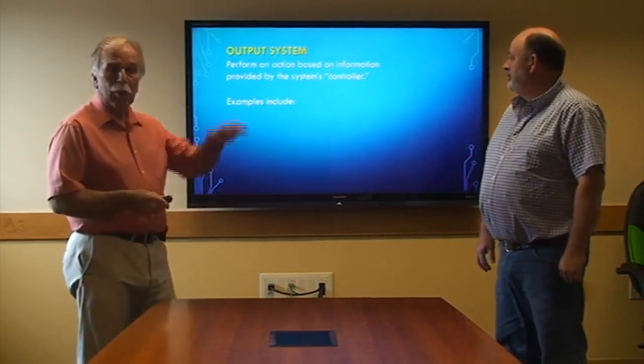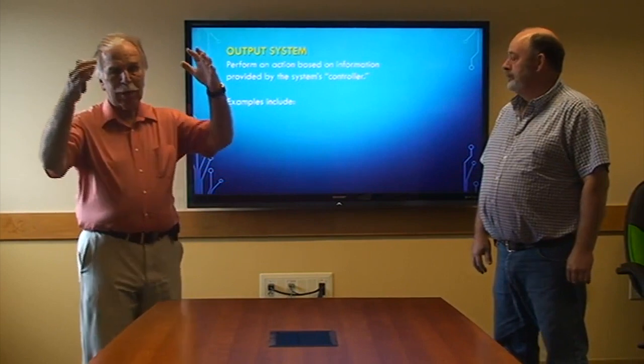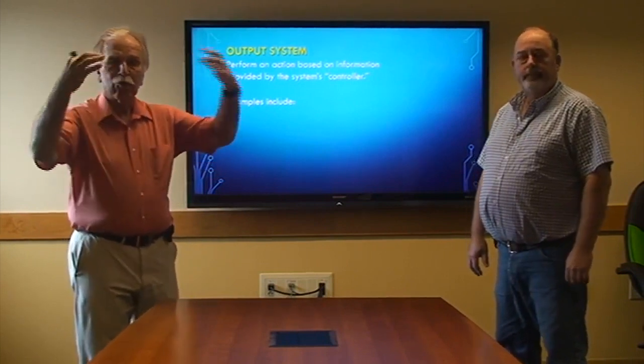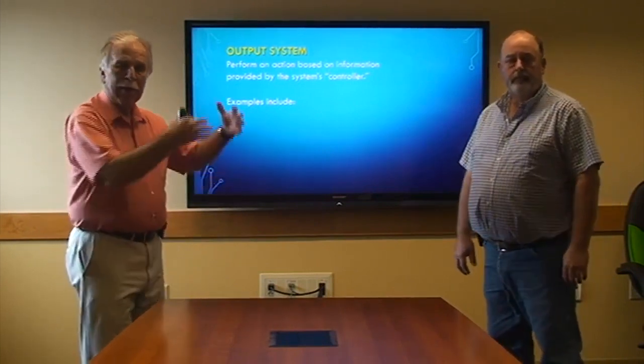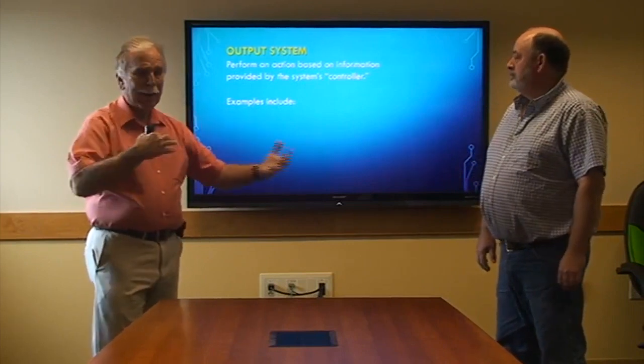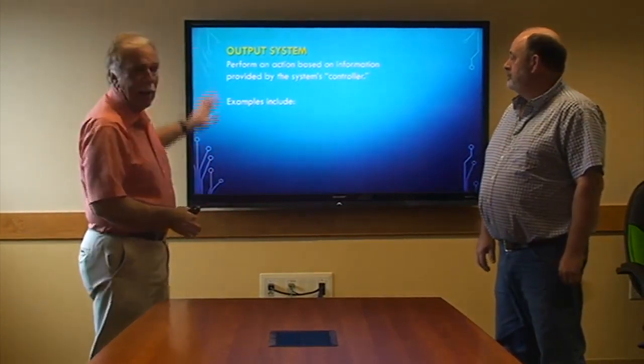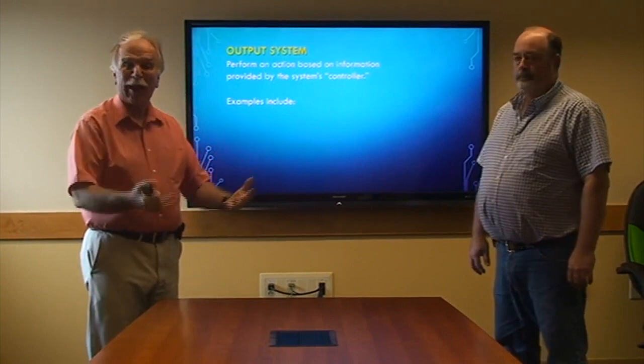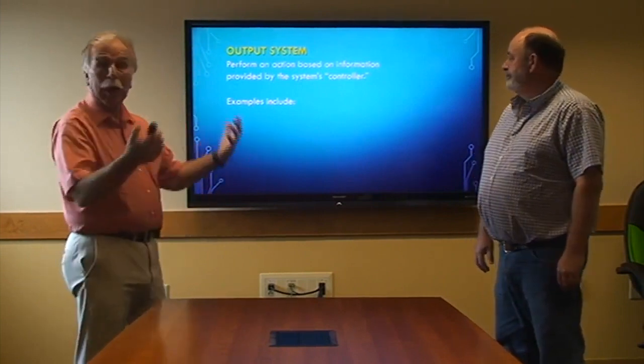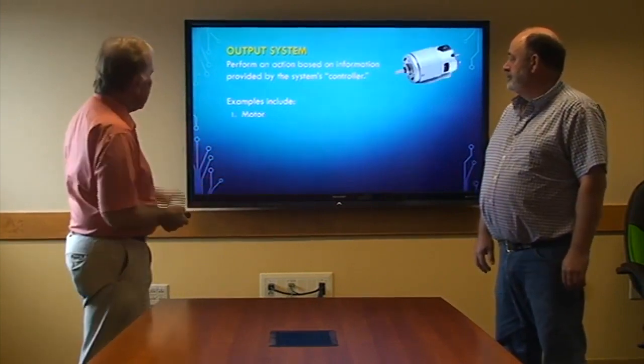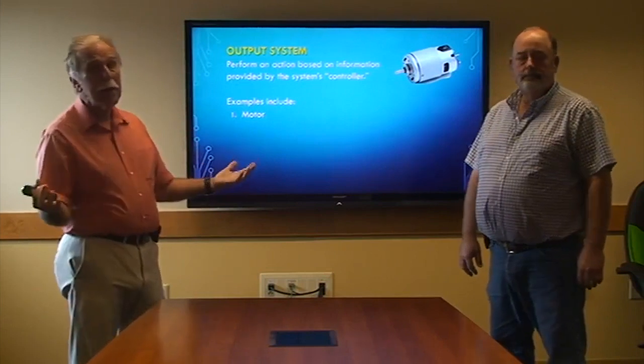Output system. So we've talked about inputs. We talked about taking that data into your controller or your brain, and then that controller or brain makes a decision based on the coding and feeds it to an output system that then performs some action based on whatever you want to accomplish with your robot. Some examples might be, and one of the most common is a motor.